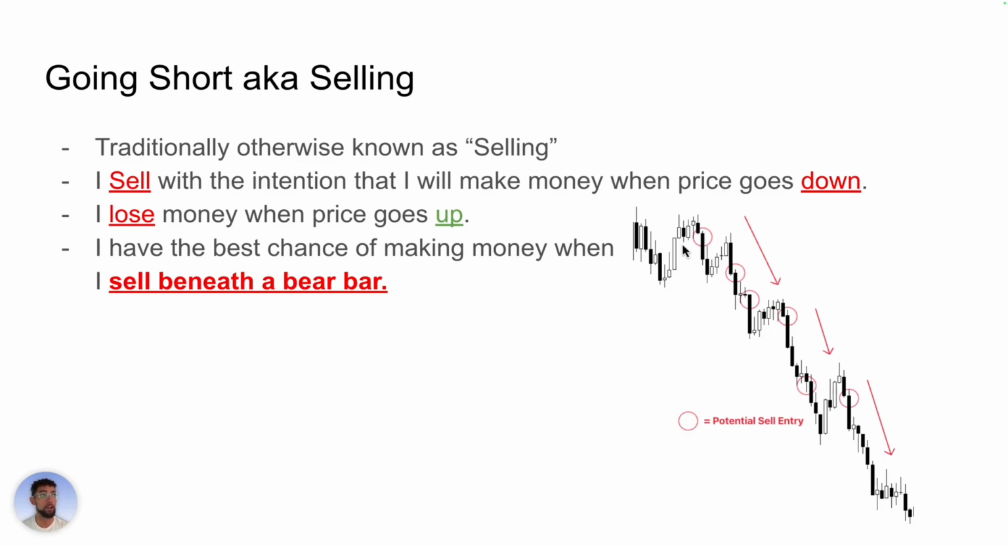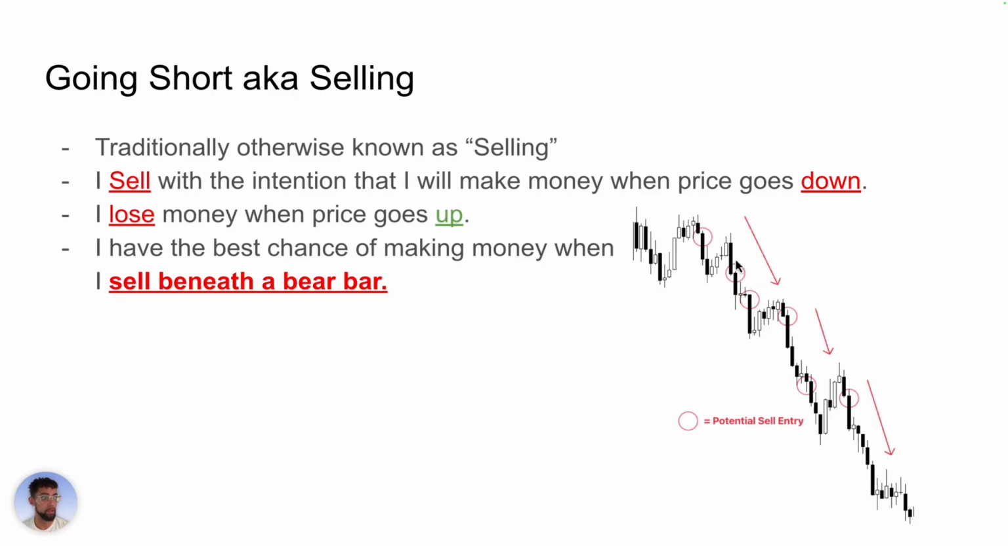Had you tried to sell underneath this bear bar, your price would not have been executed. Price needs to go underneath here to be able to be executed, right? So you wouldn't have been able to get executed at that point. You would have got executed at this point, and then price would have gone lower and you would have made money. So this is another example of a potential sell entry.